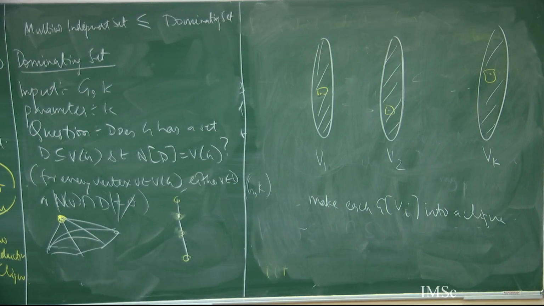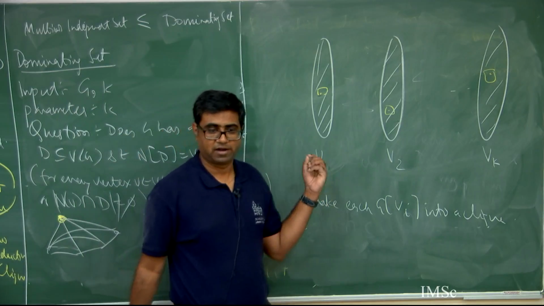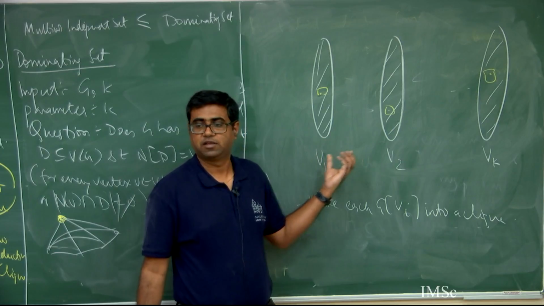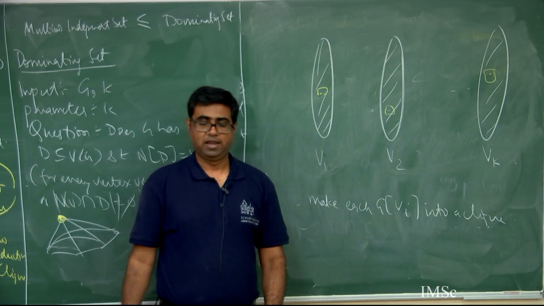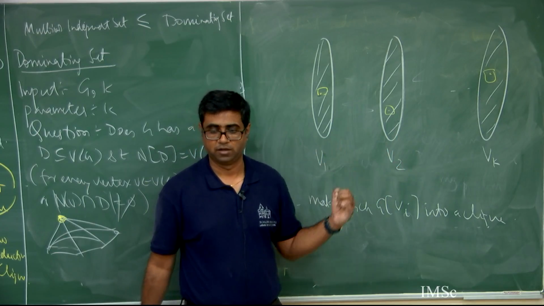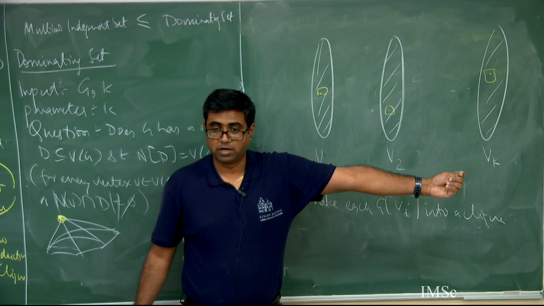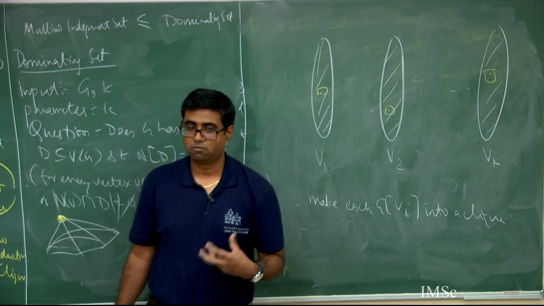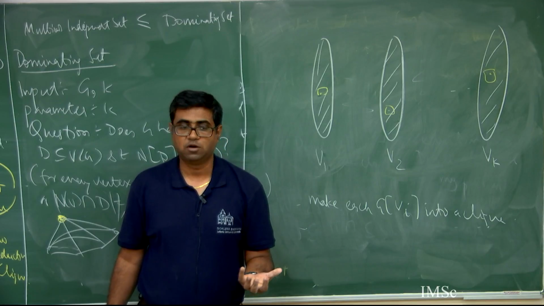Only problem is that in the forward direction, it does not matter. I have a k size dominating set because all I have is k disjoint cliques. Now I say, let's have a k size dominating set from here. Yes, I have a k size dominating set here. I go back to my original graph. What is the problem? It may not be an independent set.